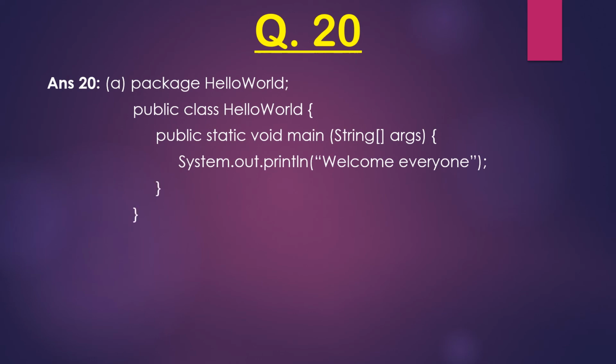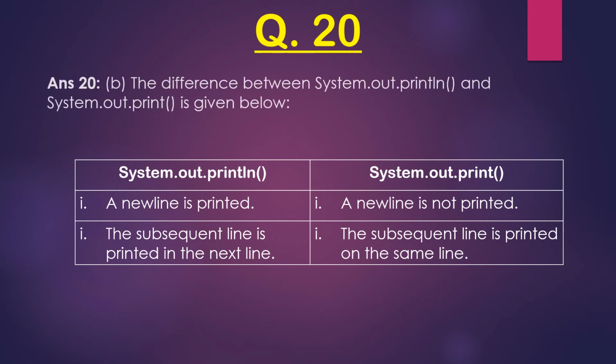Now coming to answer 20, first part. In this part you have to write a Java program for printing welcome everyone. As I told you, whenever you are asked to do coding, you have to do it properly. You have to write each and every line of code very carefully without committing any syntax error. In the second part of answer 20, we are asked to differentiate between two things, and again I have used the tabular form and I have written the contrary points in one direction.